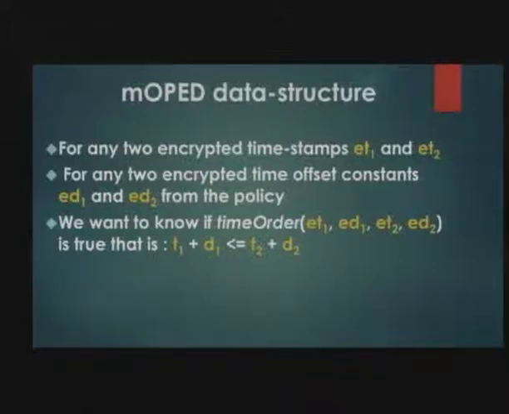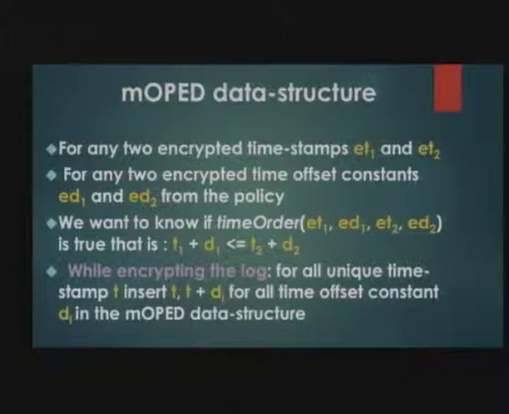Here T1 and D1 are the plain text versions of ET1 and ED1. It's basically the plain text value. So what you want to do is check whether T1 plus D1 is less than or equal to T2 plus D2. What we do is take all the unique timestamps from the log and all the unique time offset constants, and you add T and T plus Di into the data structure. You do that for all unique times. Once that is done, we are ready to query.